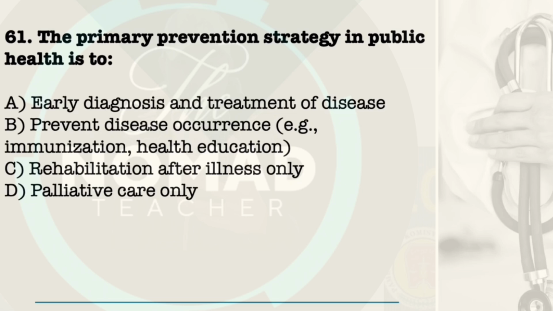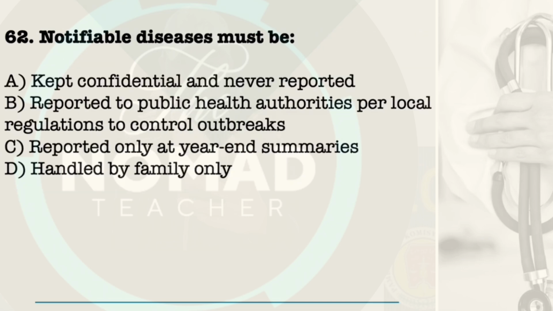61. The primary prevention strategy in public health is to: A. Early diagnosis and treatment of disease. B. Prevent disease occurrence, for example, immunization, health education. C. Rehabilitation after illness only. D. Palliative care only.